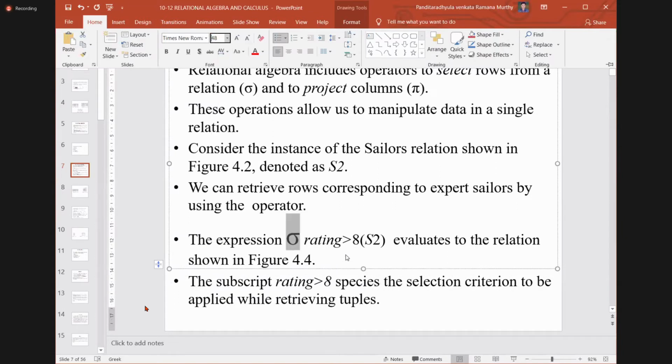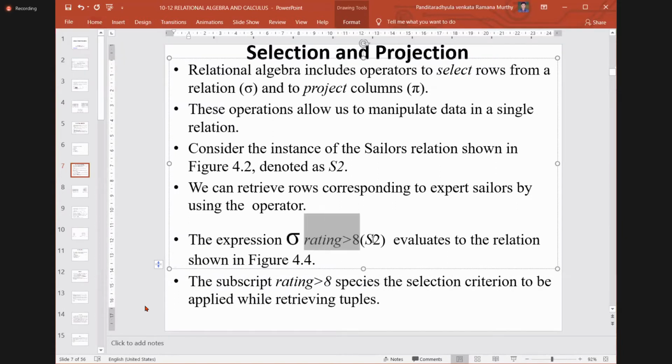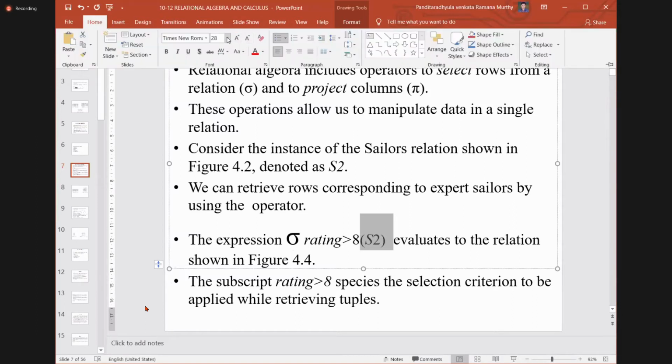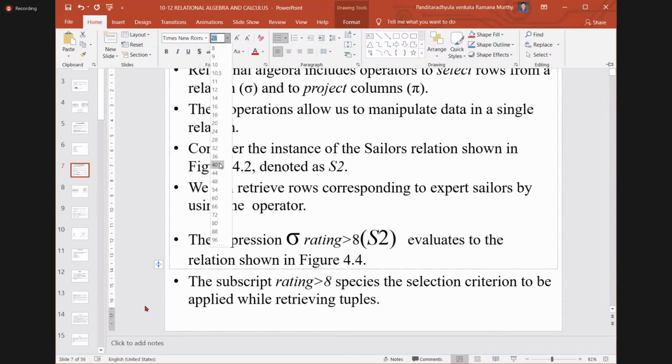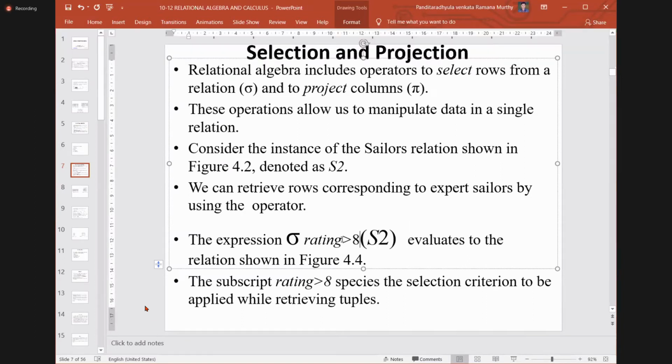For the subscript, we are going to provide some condition. The condition is where the rating of the particular sailor is 8 or above 8. What is the condition we are providing? We call it a predicate, a predicate given to the select operator.